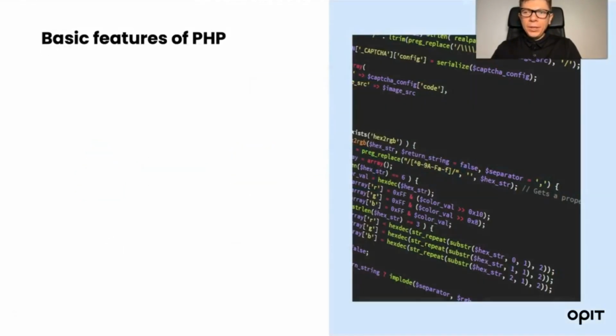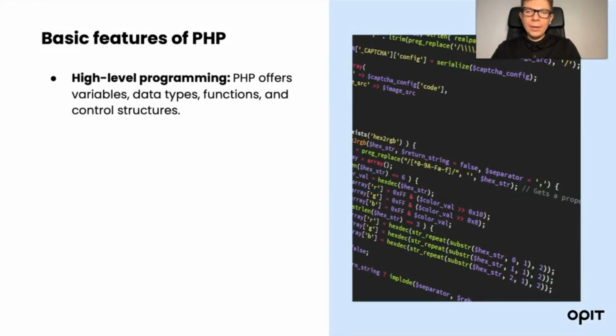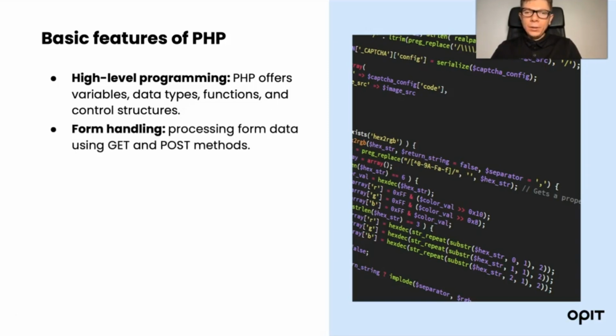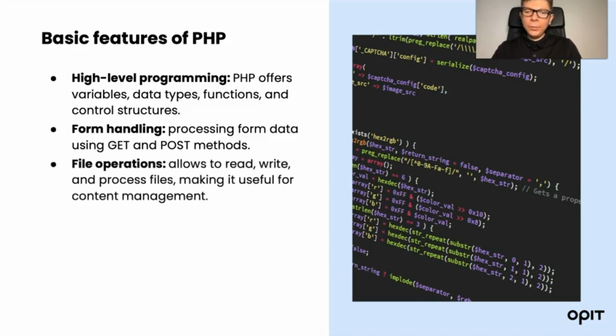Basic features of PHP include all those features that you will find in high-level programming languages. It offers variables, data types, functions, and control structures. So you may write regular applications in PHP. It offers such important and helpful elements as form handling, so it will enable you to process form data using get and post methods. It will also allow you to read, write, and process files, making it useful for content management.